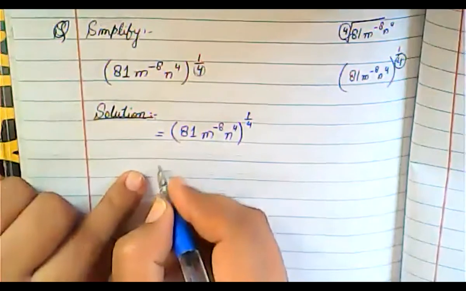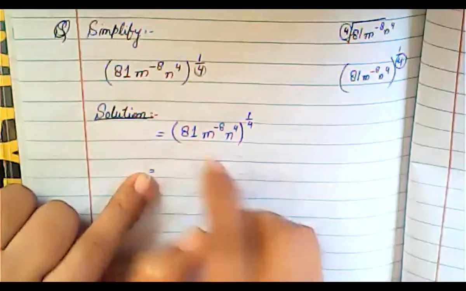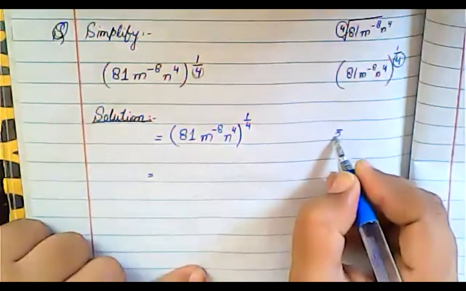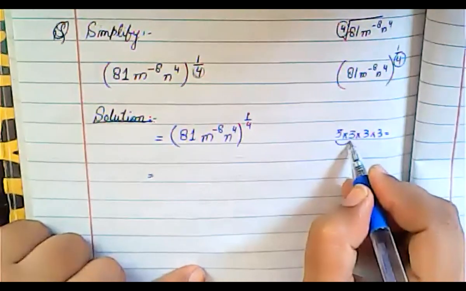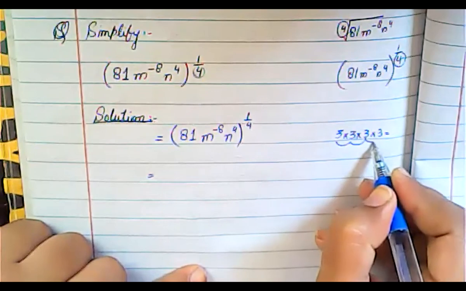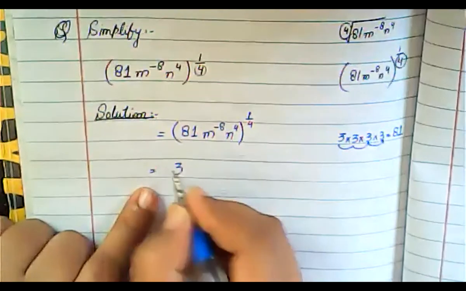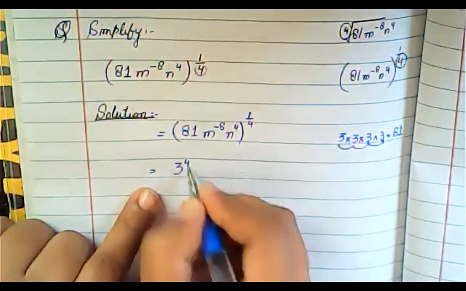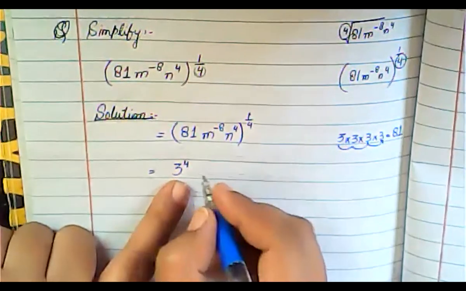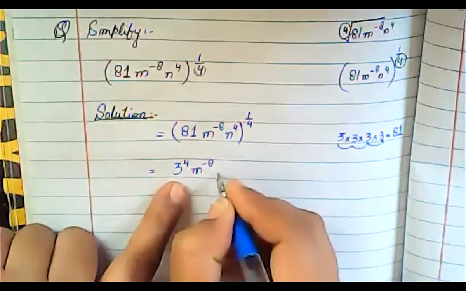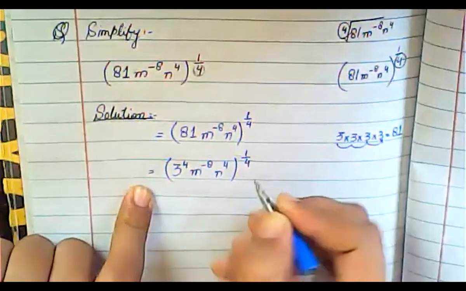So how will you get 81? Which number are you going to multiply 4 times so that your answer is 81? Just suppose I multiply 3 four times. What will it be? 3 threes are 9, 9 threes are 27, 27 threes are 81. So we will write here 3 raised to the power 4, and then it will be m minus 8 and n 4, and it has the whole power which is 1 upon 4.